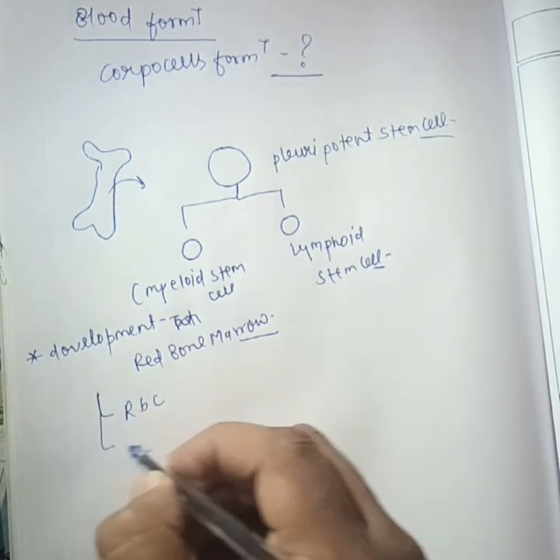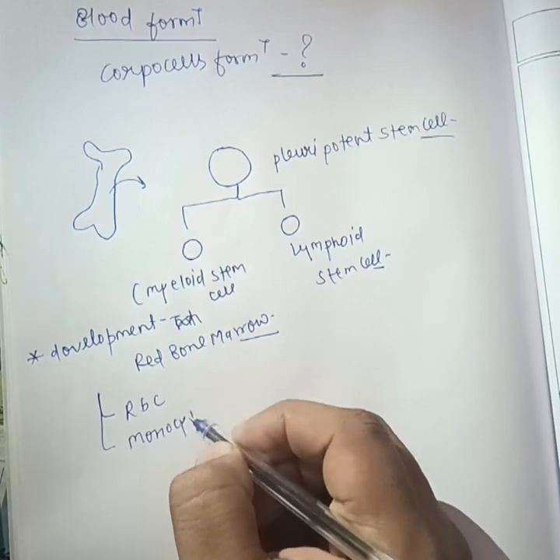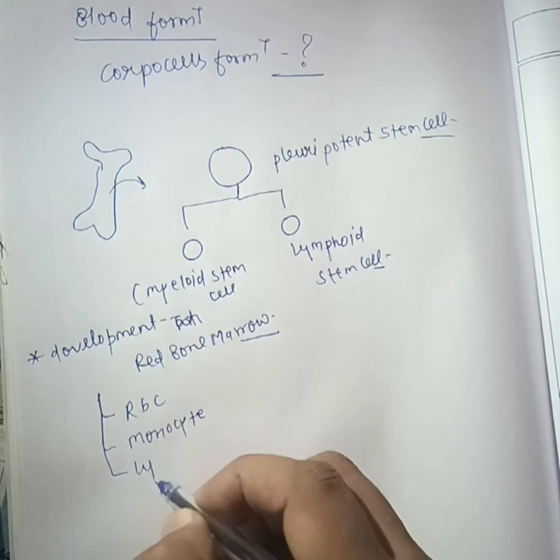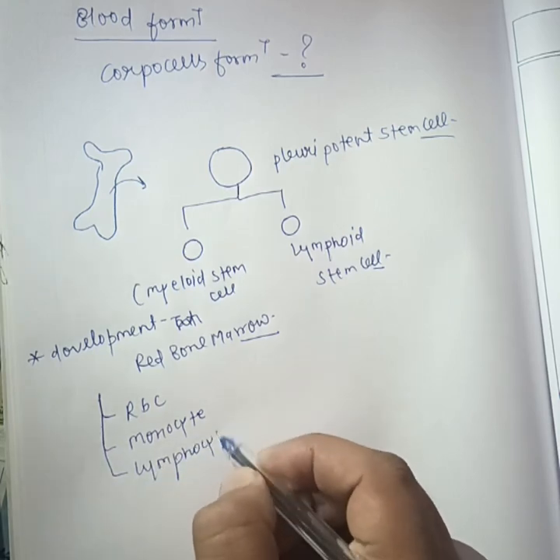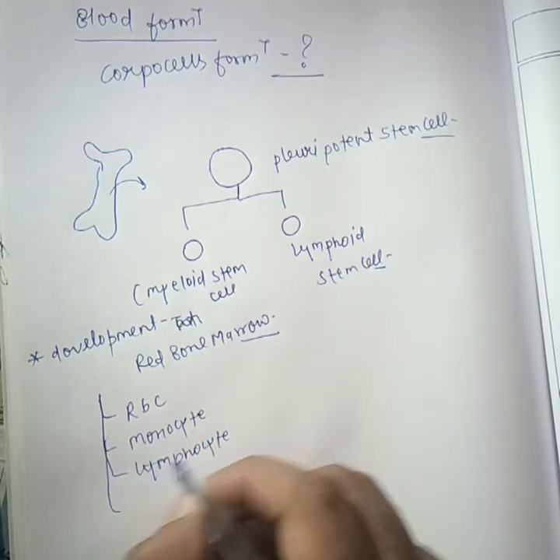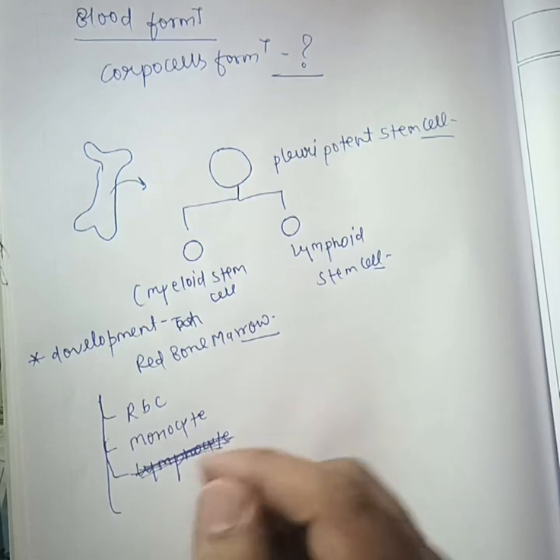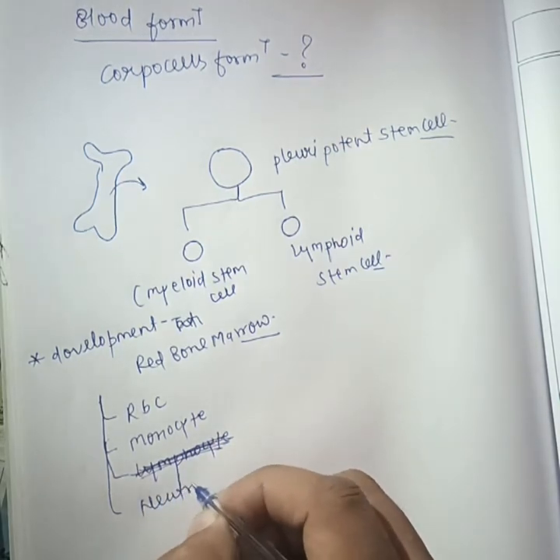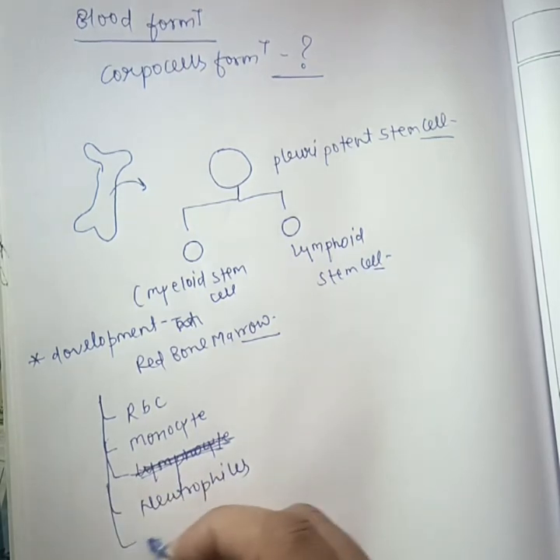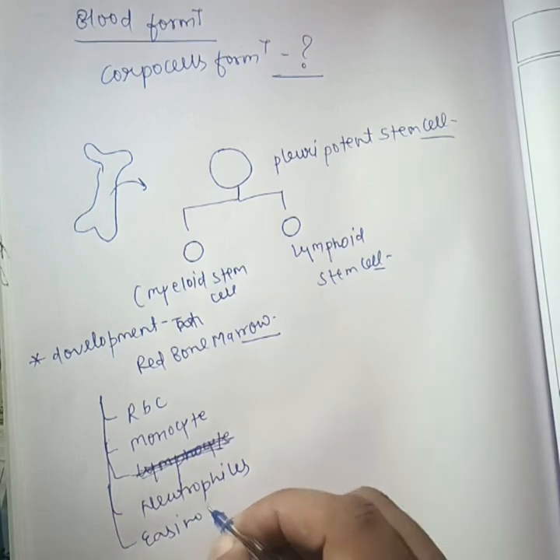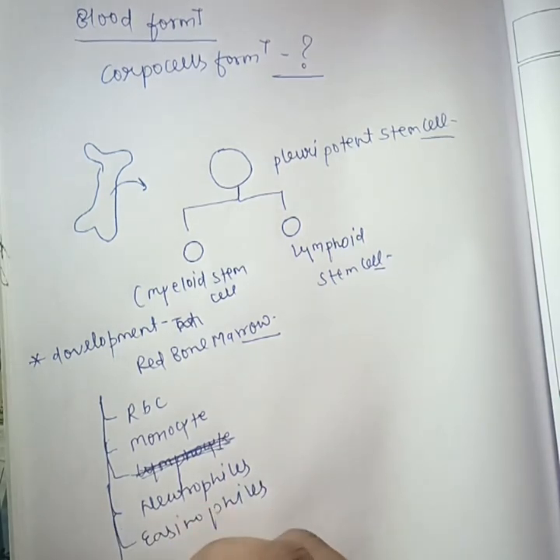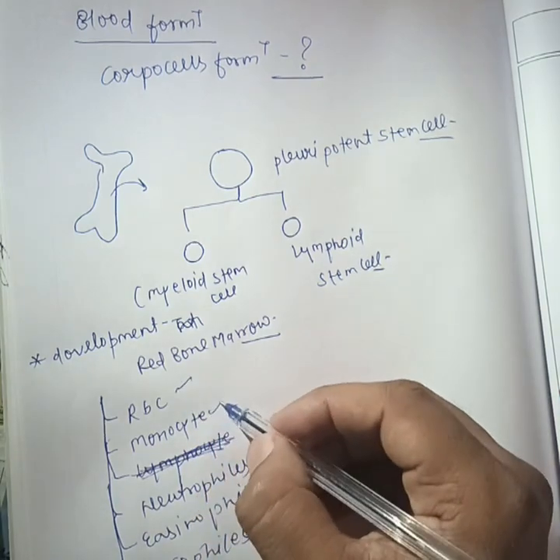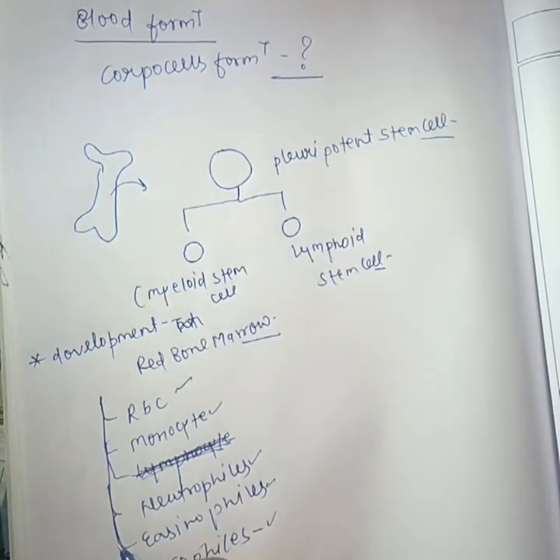These myeloid stem cells further form the RBC, monocytes, neutrophils, eosinophils, and basophils, and also platelets. And it also forms the natural killer cell.